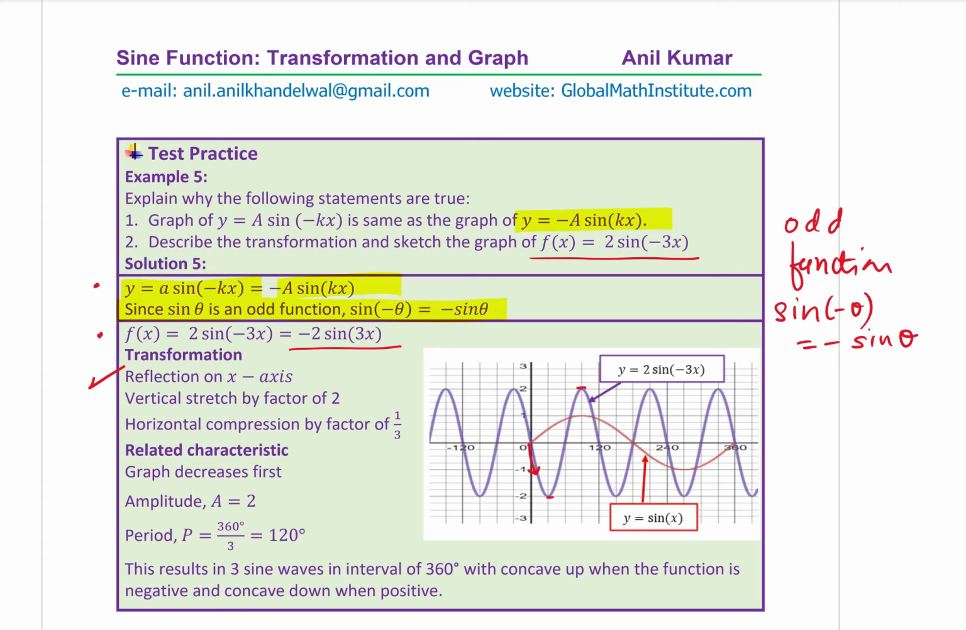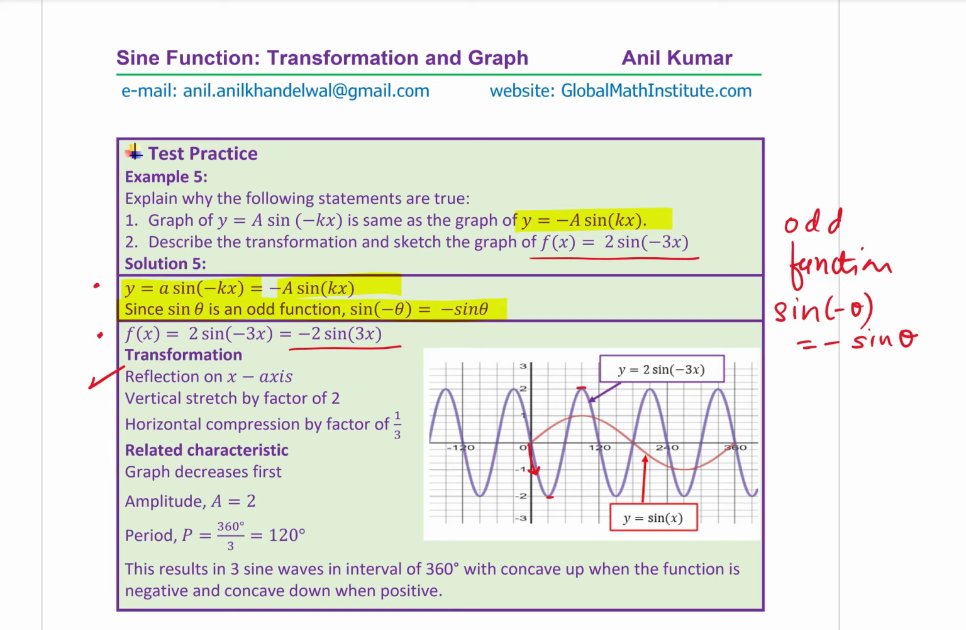Now these parameters will change many characteristics. 1. Amplitude will be now 2, right? And the period will be 360 divided by 3, which is 120 degrees. So these are the two major changes which take place. Also, you will notice that the concavity changes, right? The part of the graph which is negative is now concave up, and the part of the graph which is positive is concave down. Perfect. So we begin with a local minimum rather than a maximum, right? That is a major change. So the graphs are already shown here.